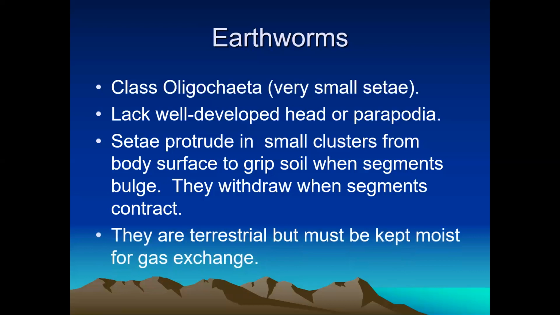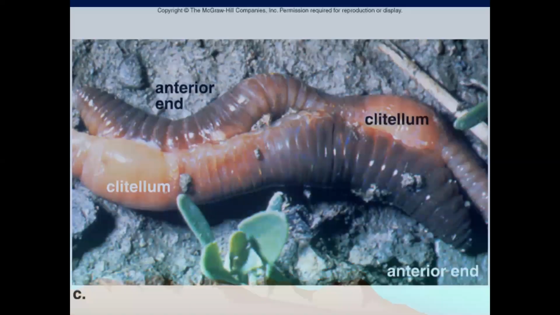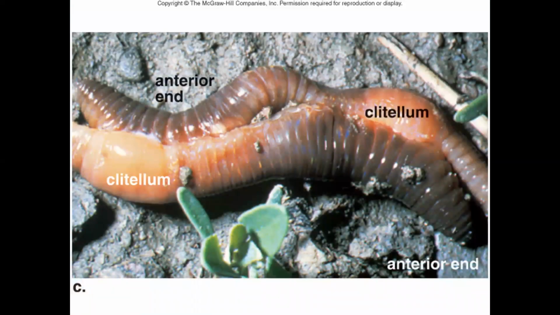Again, these earthworms are terrestrial as opposed to the marine ones, but they have to be kept moist, as I was saying, for the gas exchange. Here we have two earthworms mating, and yes, they are hermaphroditic. But this shows you the reason that worms typically can't mate with themselves. They're going to mate with something else because the sexual organs are located in such a way that it's not really feasible for them to mate with themselves.